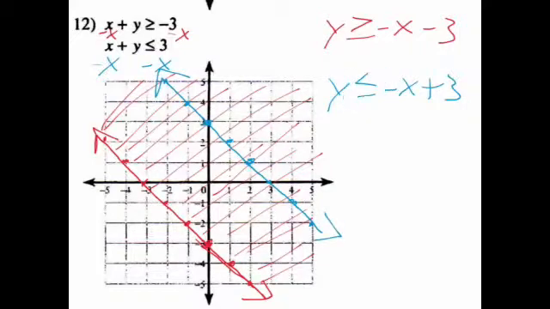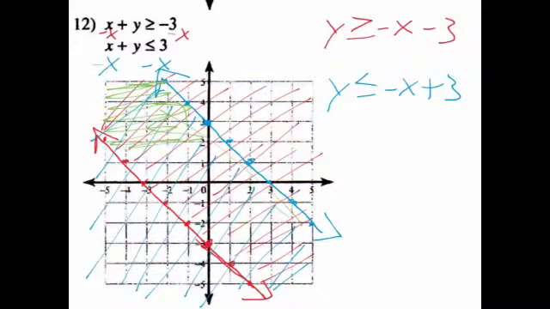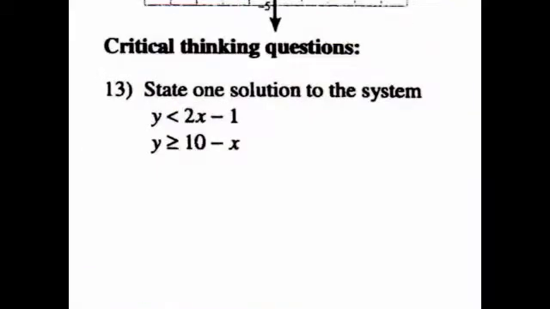And since it says less than, I need to shade down below my line. That is going to be this way. And this region here in the middle of these two parallel lines is where the answers are. So I'm going to just make that darker so I know that that's where my answers are. And that one is done. Let's move on to the critical thinking questions at the bottom.